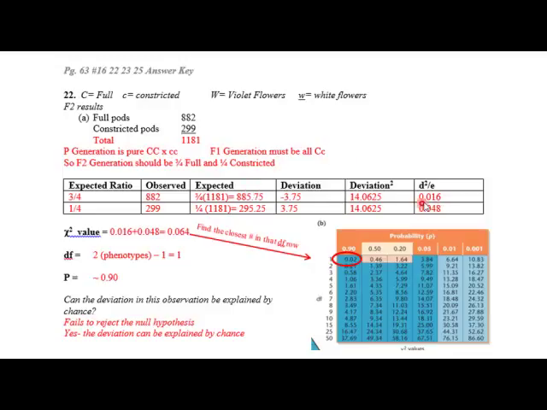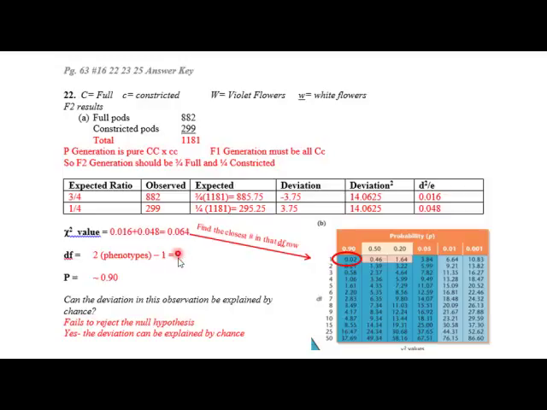885.75 gives me a chi-squared value of 0.016. We do the same thing here, deviation squared divided by its expected of 295.25, and that gives you 0.048. You have to add both of these chi-square values together, and when you do that, you end up getting 0.064. Now, the next thing you need to do is figure out your degrees of freedom. We had two possible categories, full and constricted. So it's two phenotypes minus 1, because degrees of freedom are the number of phenotypes or categories minus 1. So 2 minus 1 is 1.